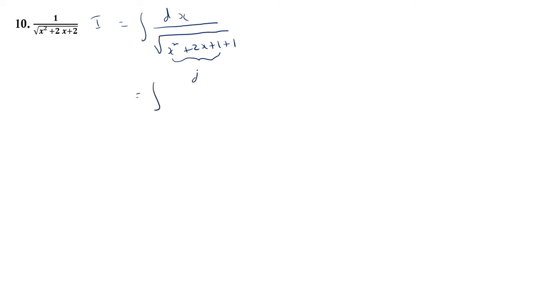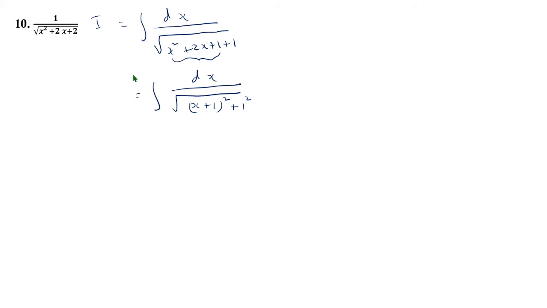Next question is 1 by square root of x square plus 2x plus 2. So this is equal to, let me write this as I is equal to integral dx by square root of x square plus 2x plus 2. I am writing it as 1 plus 1, so that this term will be x plus 1 the whole square. This is equal to integral dx by square root of x plus 1 the whole square plus 1.